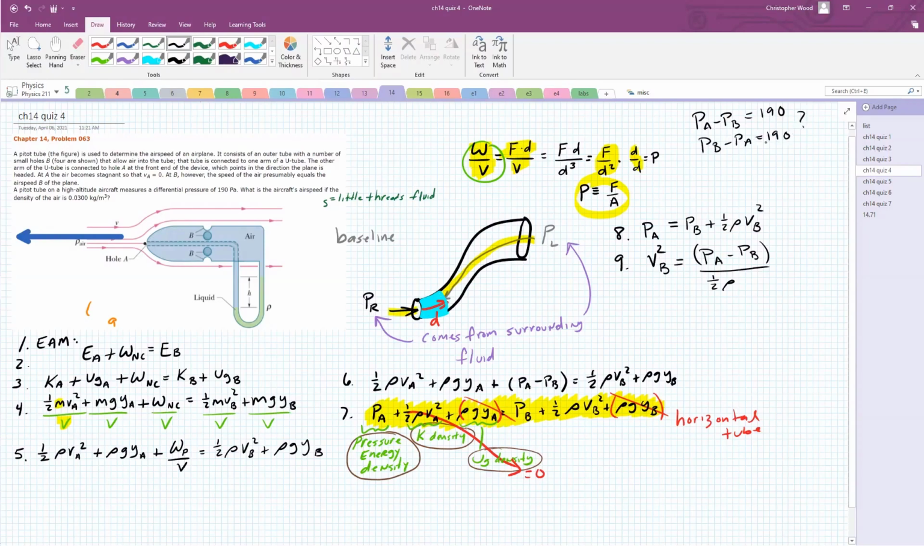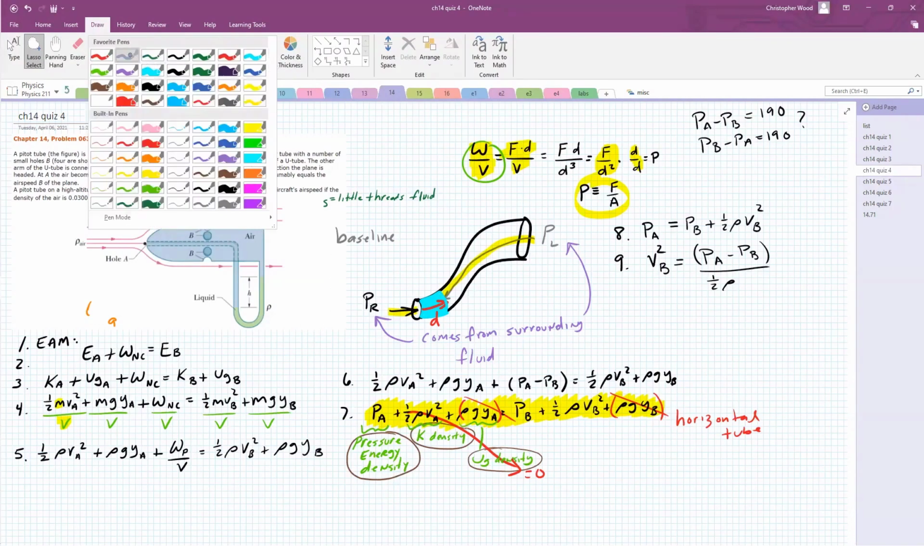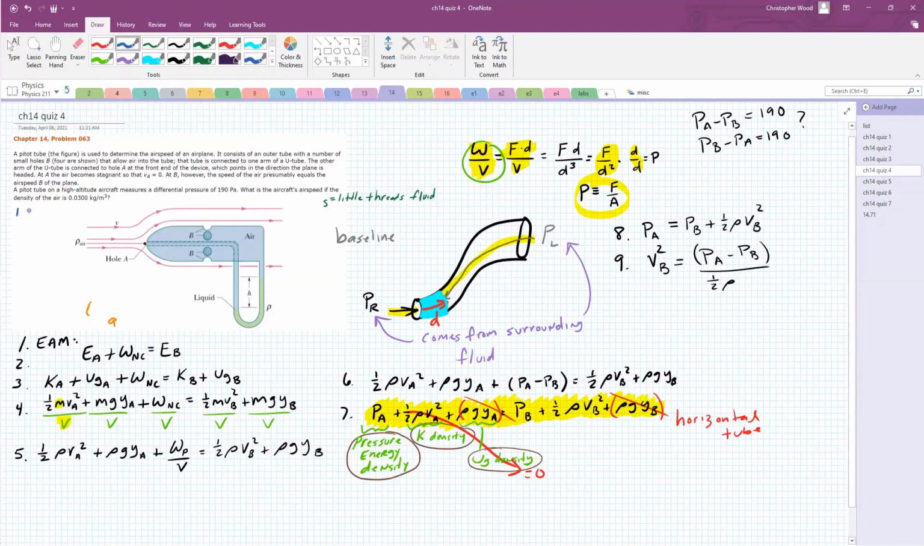I don't know what that answer is yet, but let's think about what the Bernoulli principle is saying. The Bernoulli principle is saying if the only thing that's changing is pressure and velocity, if height is held constant, so if the change in height equals 0, meaning horizontal in this case, then if you look at the Bernoulli principle, it is saying the following.